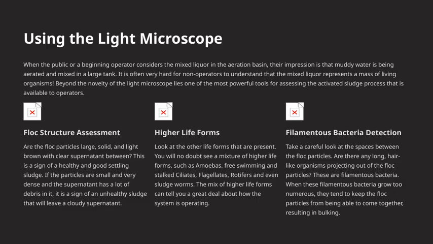Finally, take a close look at the spaces between the flock particles. Are there any long, hair-like structures protruding out? These are filamentous bacteria. When these bacteria become too numerous, they can interfere with flock formation, preventing particles from coming together properly. This often leads to bulking, which is a common issue in activated sludge systems. Recognizing these signs early helps us manage and maintain optimal treatment performance.